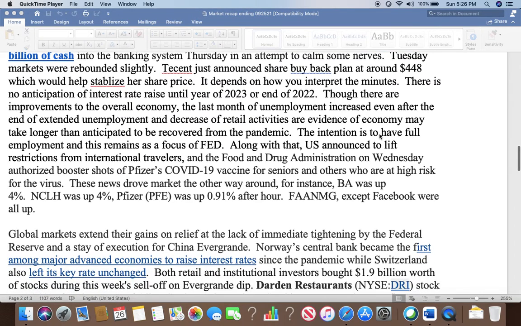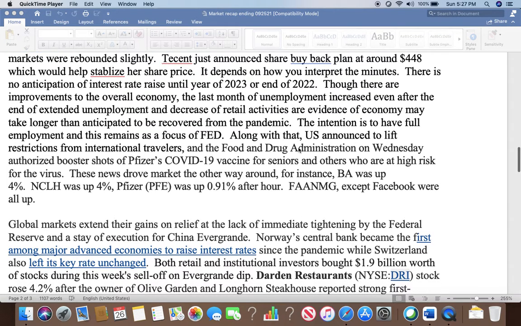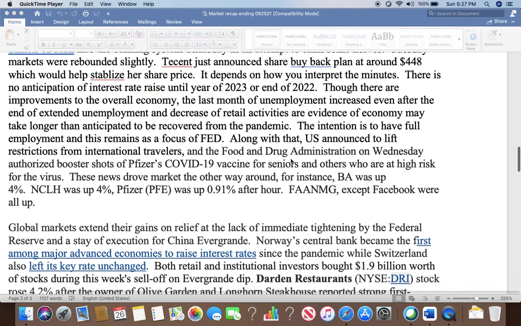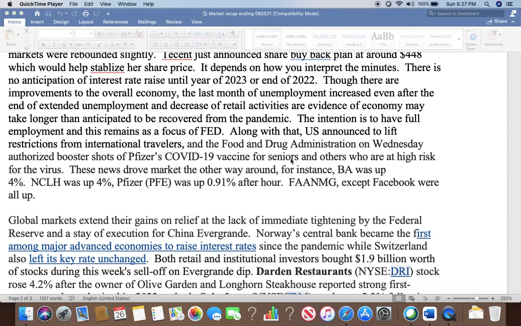On Tuesday, the market rebounded slightly. Tencent also announced at that time a share buyback plan of around $448 million Hong Kong dollars, which will help stabilize the share price. It depends how you interpret the minutes from the FOMC. There's no anticipation of an interest rate rise until 2023 or the end of 2022.